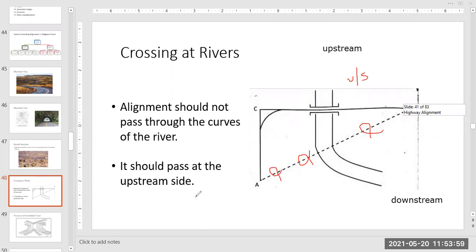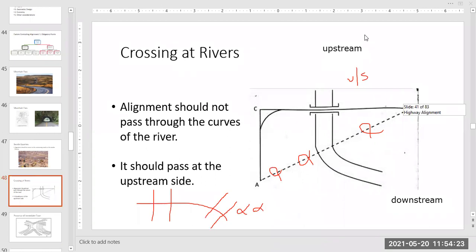Moreover, see, whenever a river is turning like this, when it is straight and turning like this, we should not construct near the turning. Where should we construct? We should construct straight across the river. So that is one of the important things we need to remember.